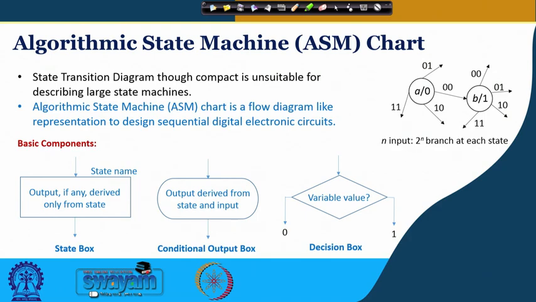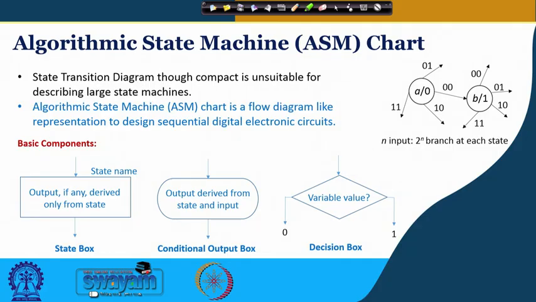Now, as you understand from the name itself, algorithmic state machine chart is something which is associated with the algorithm, the way we write codes or pseudo codes. So, it is a flowchart like representation. Now, what is the usefulness of it?